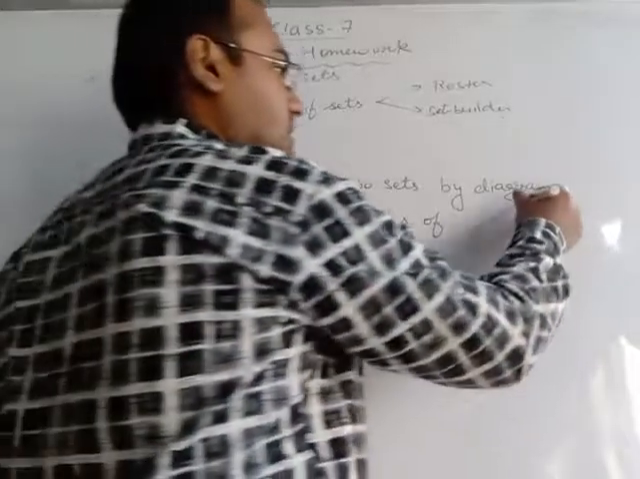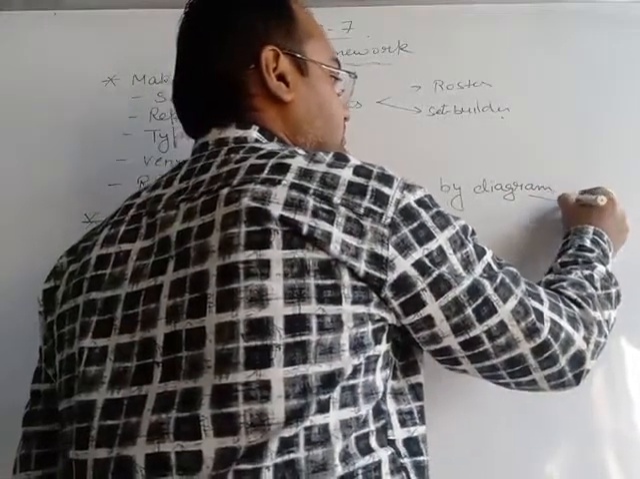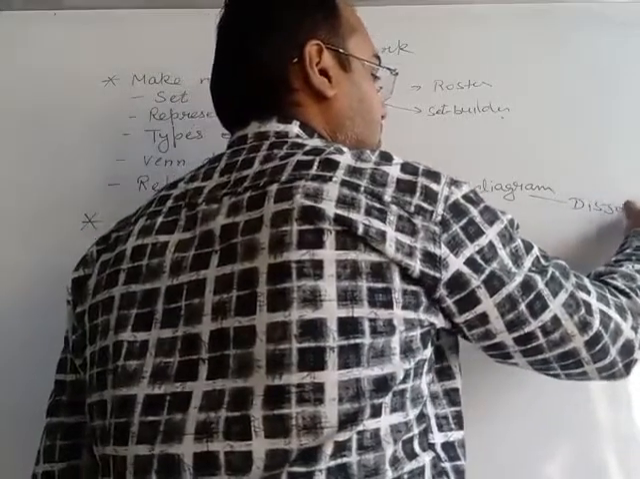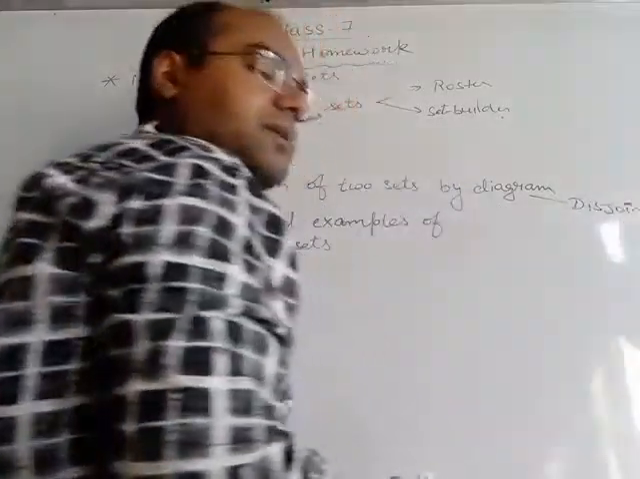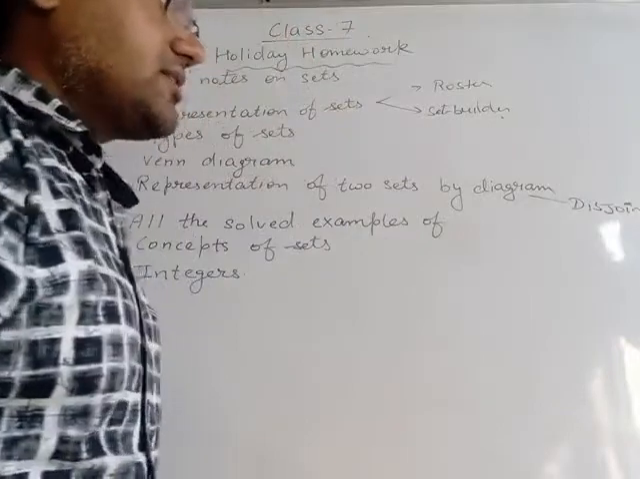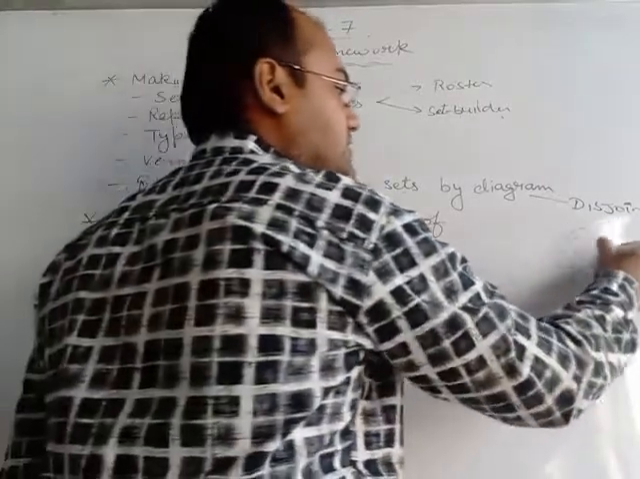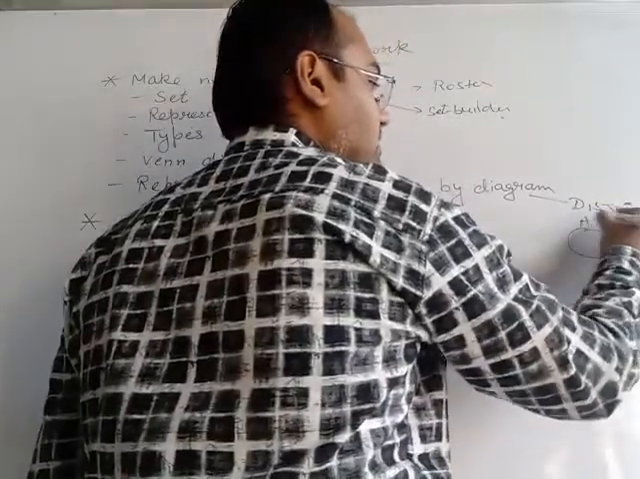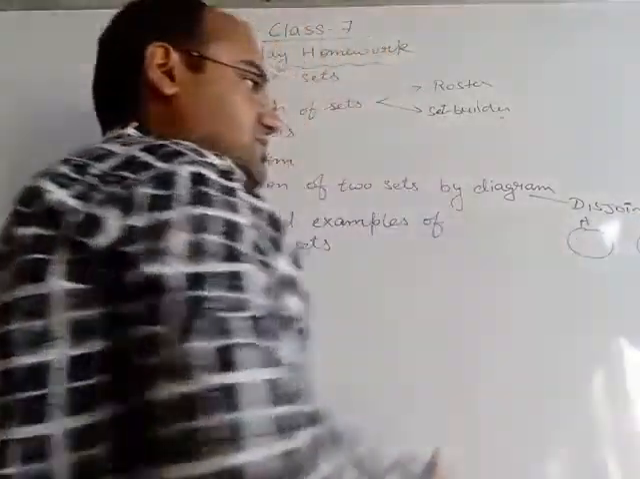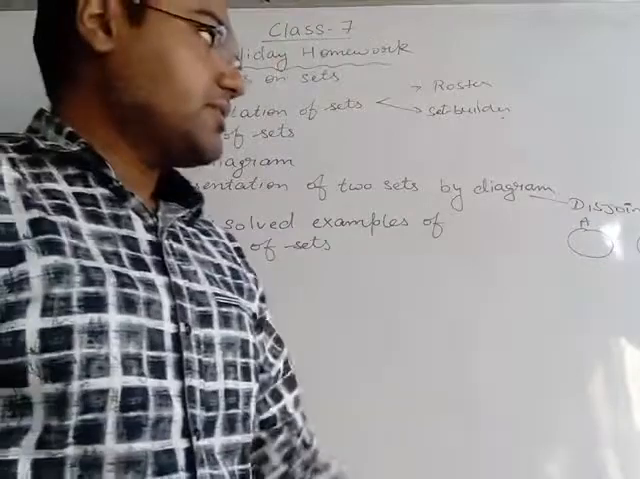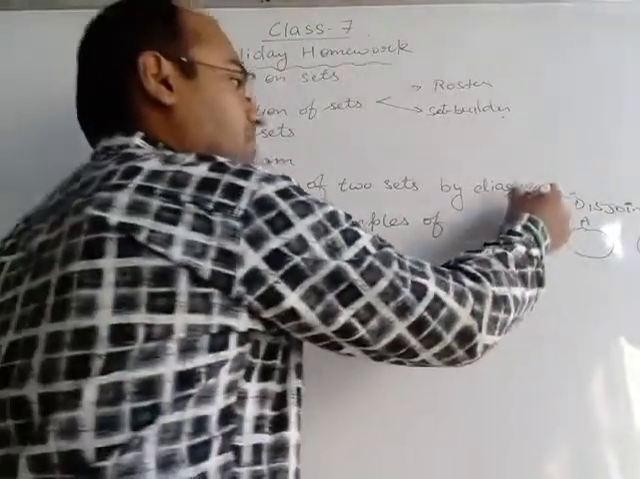First one is disjoint. Disjoint means when nothing will be common in two sets, then both sets we will draw with separate circles, A and B. So this is the example of disjoint. Another type is overlapping.